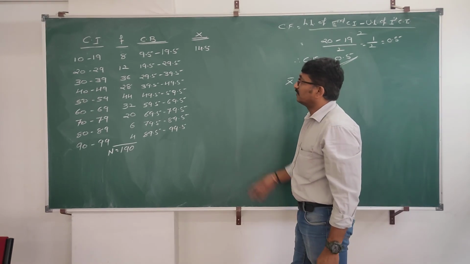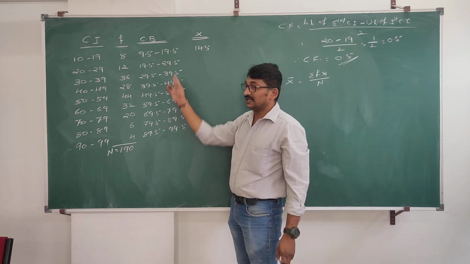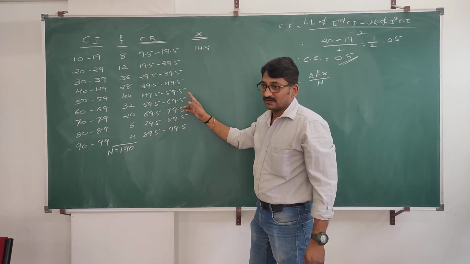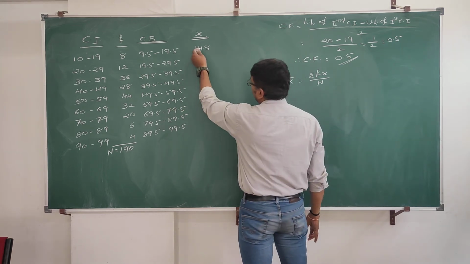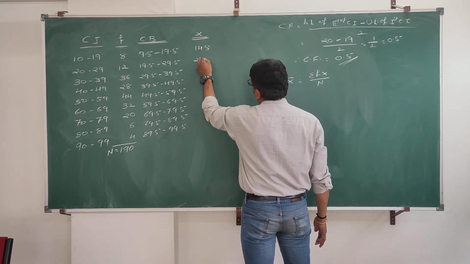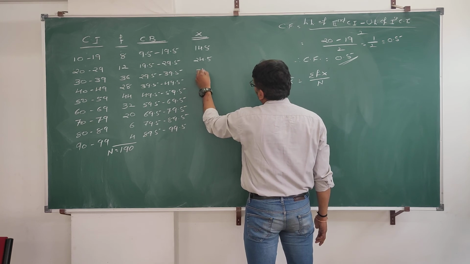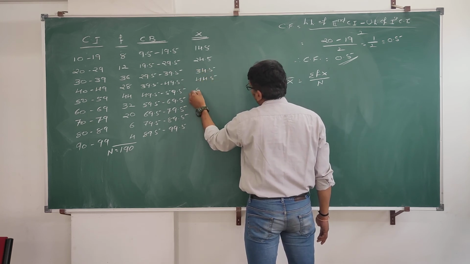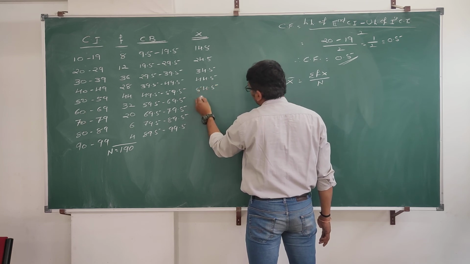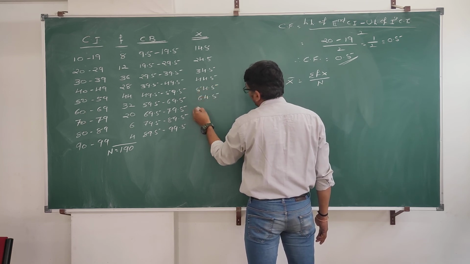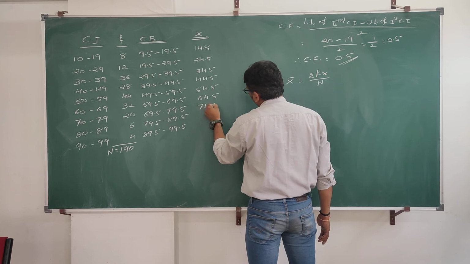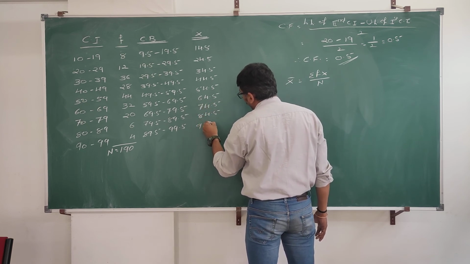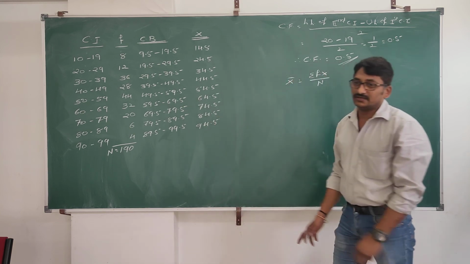Now every time, don't calculate these x values. Check the difference in class boundary. There is a perfect difference of 10 in each class, right? So here also you add 10. Next one will be 24.5, 34.5, 44.5, 54.5, 64.5, 74.5, 84.5 and 94.5. These are your x values.